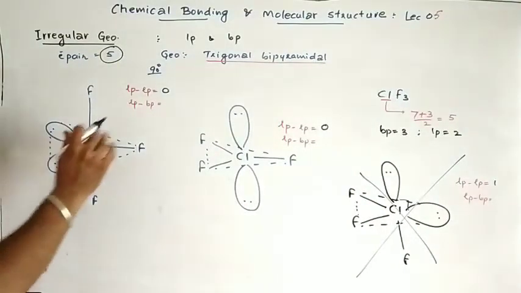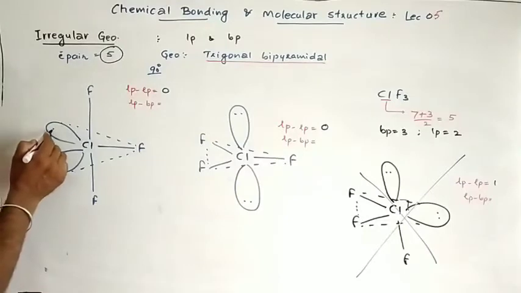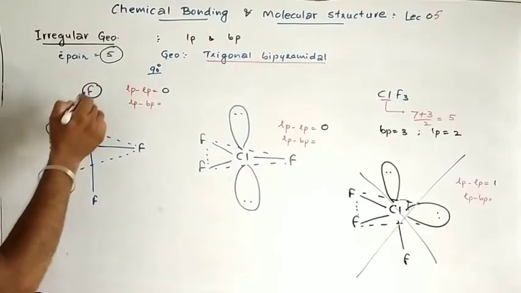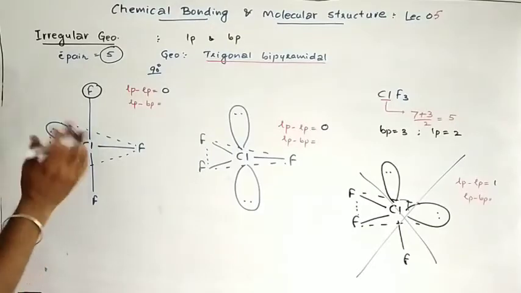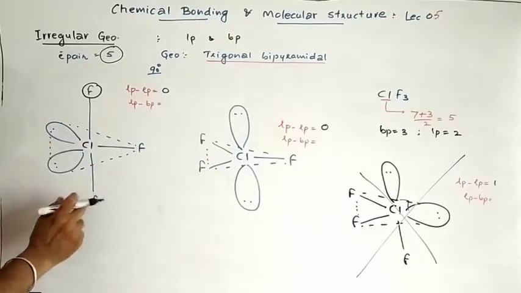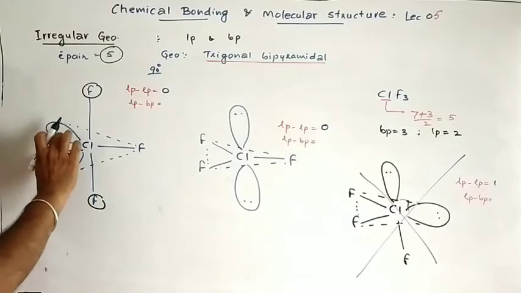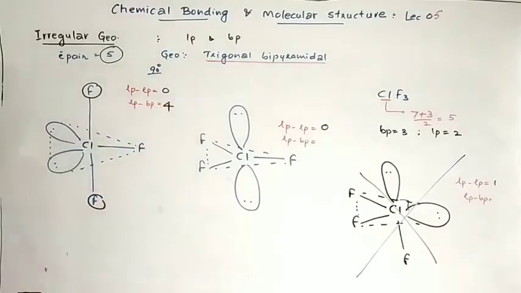Okay, now compare lone pair, bond pair repulsions. See, this lone pair is at 90 degrees of this. This fluorine is at 90 degrees of these both, because this is one plane. And this fluorine is also at 90 degrees of these two. So there are a total of 4 lone pair, bond pair repulsions.